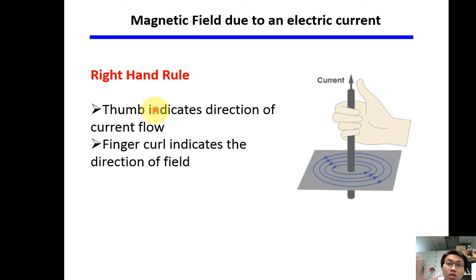So the right-hand rule, yes, we explained before. The thumb indicates the direction of the current flow. The finger curl indicates the direction of the field.